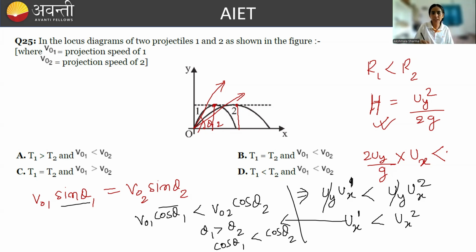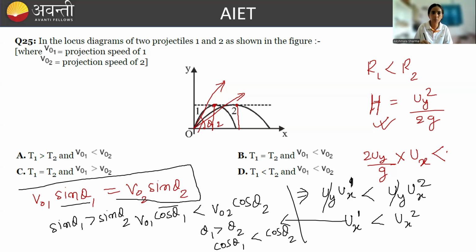Like V01 sin theta 1 is equal to V02 sin theta 2. So theta 1 is greater than theta 2. And we know that as theta increases, sin theta value also increases. So here sin theta 1 is greater than sin theta 2. And if this whole has to be equal, for that V01 should be less than V02. Then only it can be balanced.